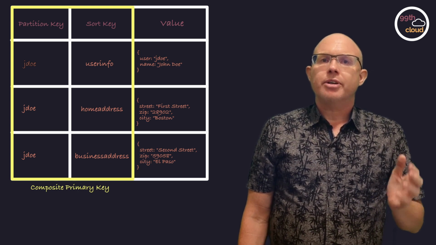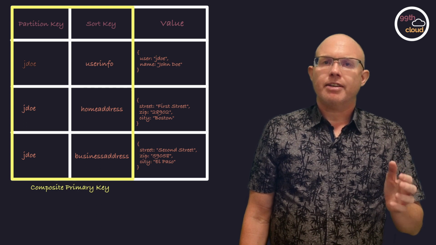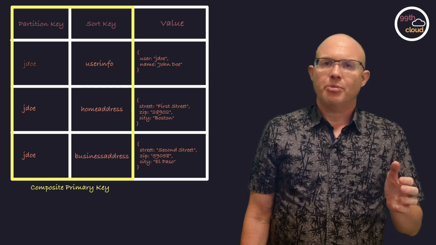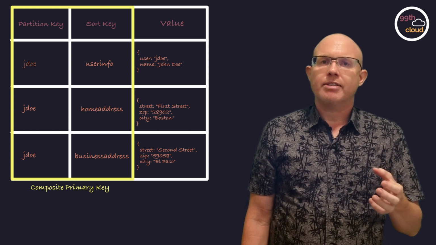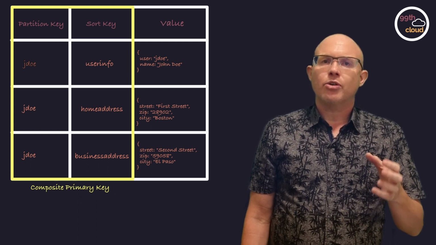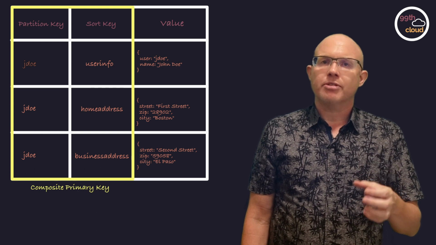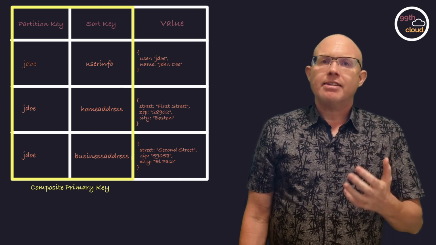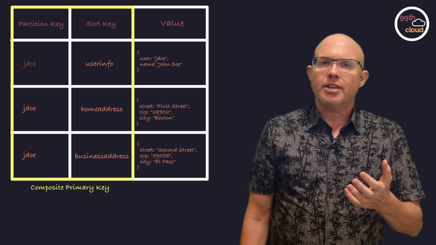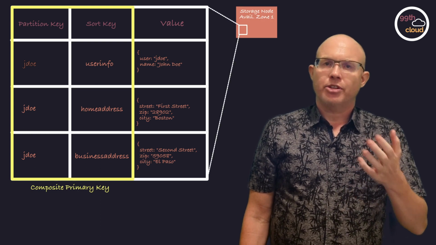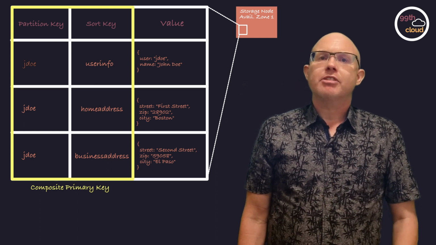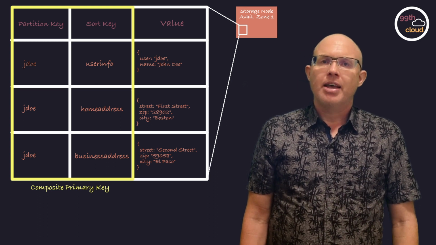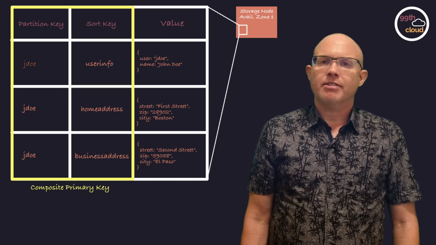This should now give you an idea of how relational data can be modeled within DynamoDB. The sort keys called userinfo, home address and business address are all related to the same user JDO. And as JDO is the partition key, all the data for userinfo, home address and business address will be stored on the same partition and can therefore be accessed more quickly.